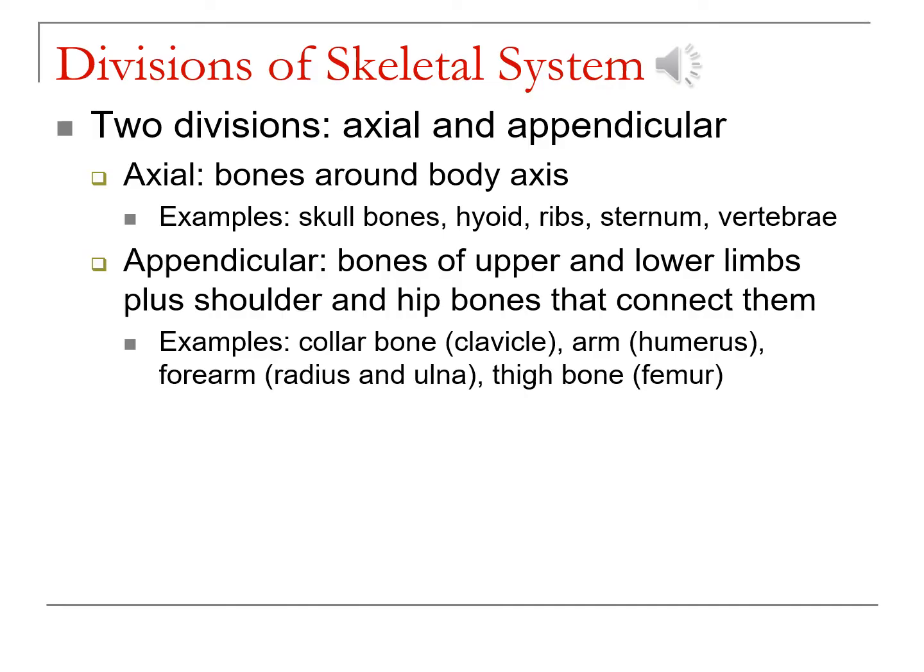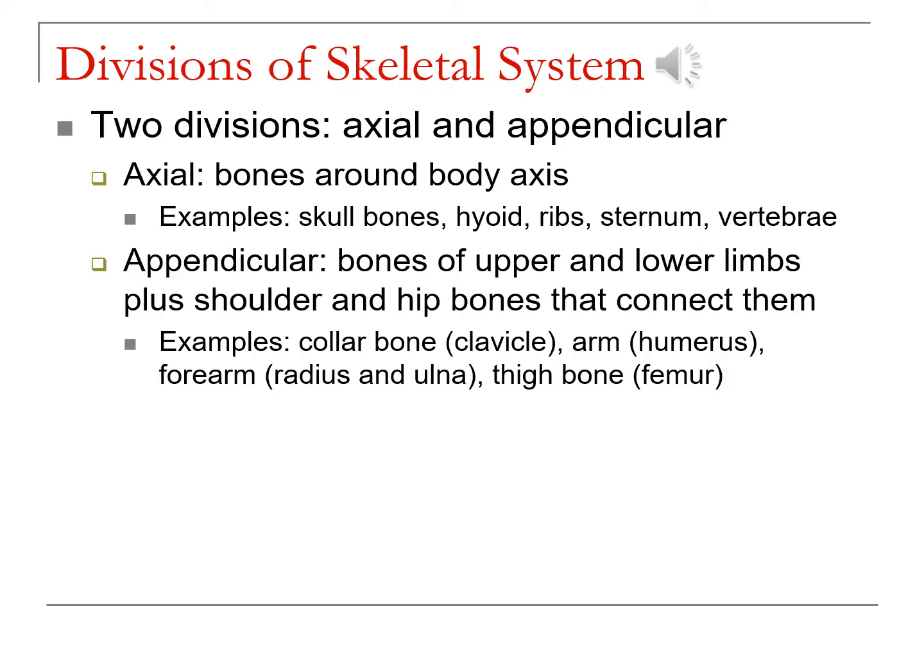We have two divisions of bones in the skeletal system. These two divisions are one, axial, and two, appendicular. The first division is axial. These include the bones that are around the body axis, particularly bones that are at the center. So these bones include the skull, the hyoid found in the neck, the ribs, the sternum, and the vertebrae.